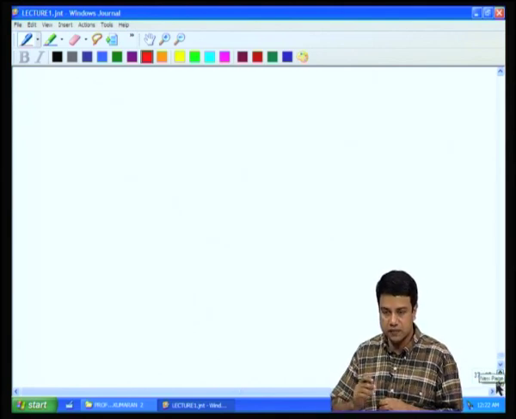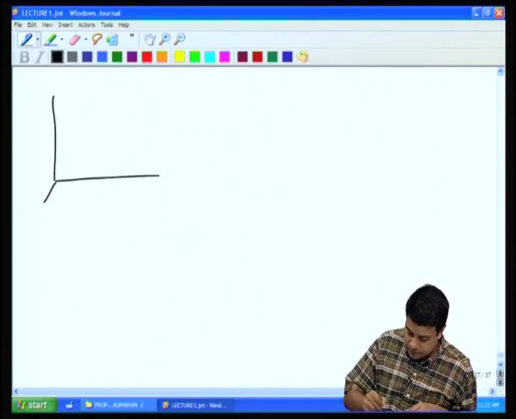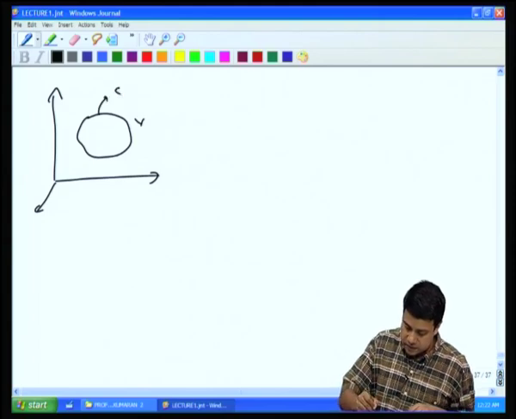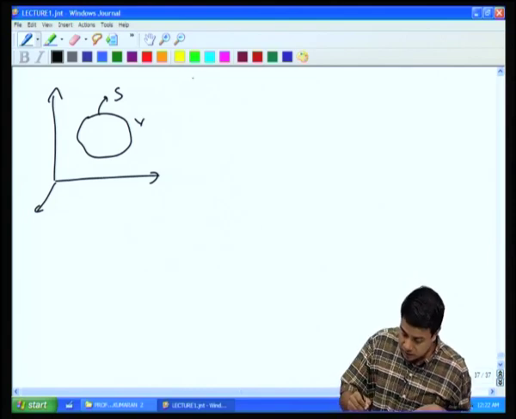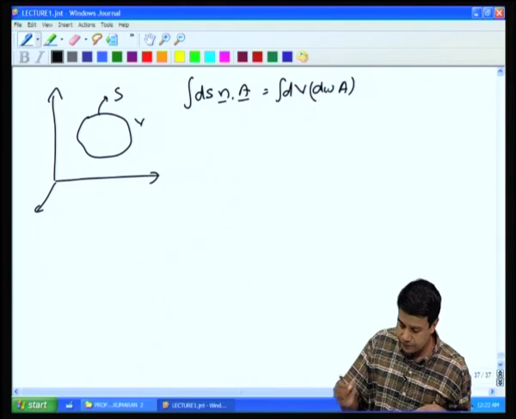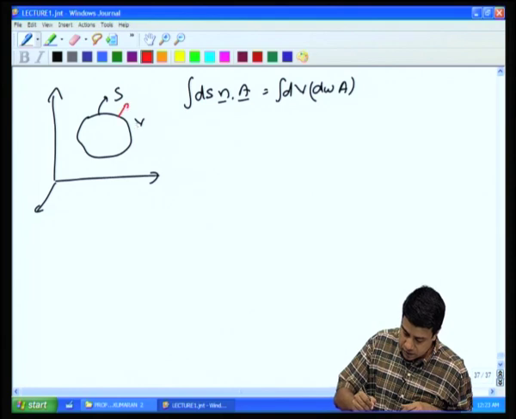Okay. So, this is the derivative. The equivalent integral relation is that for any volume V with a surface S, integral over the surface of n dot A is equal to integral over the volume of divergence of A, where n is the outward unit normal to the surface.